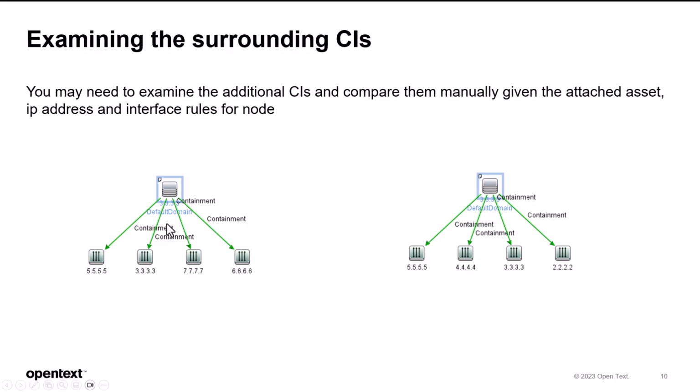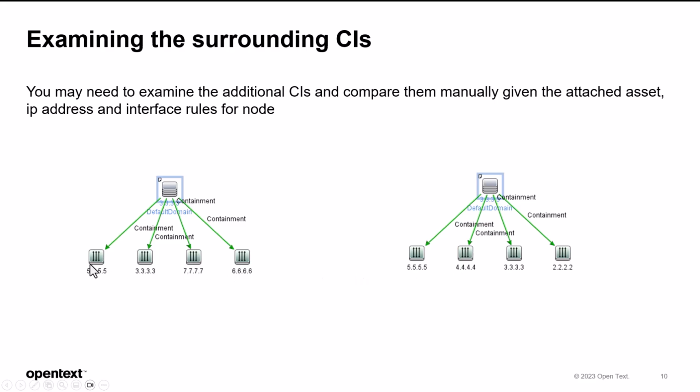So I've got 2 nodes, right? And they do have some attached CIs. So looking at the attached CIs, I can see the one on the right has interfaces 2.2.2.2, 3.3.3.3, 4.4.4.4, and 5.5.5.5. The one on the left has 3.3.3.3, 5.5.5.5, 6.6.6.6, and 7.7.7.7. Only 50% of these match.